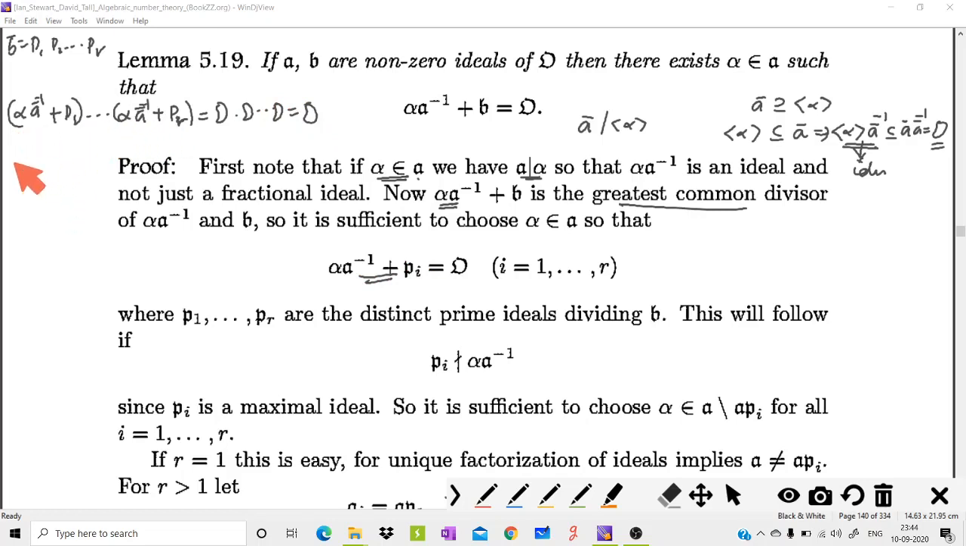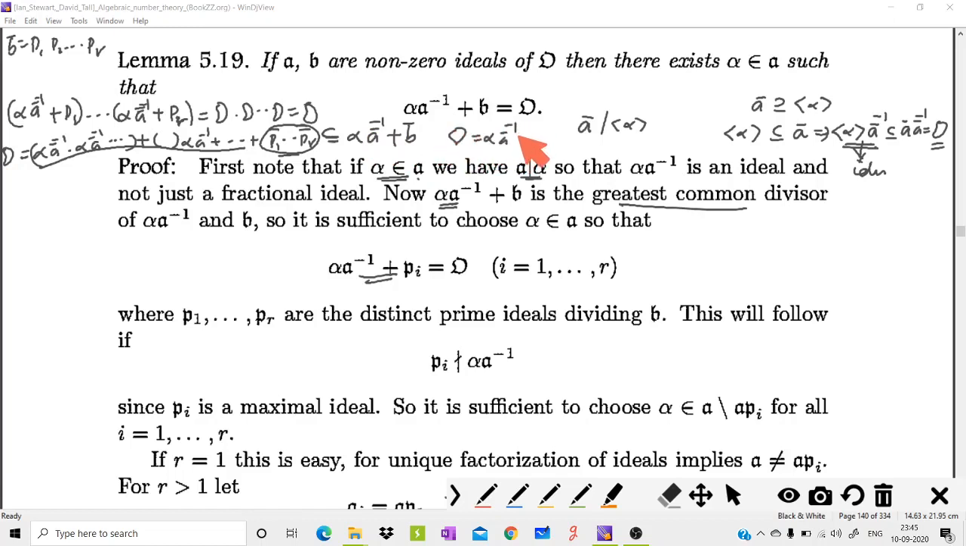Now, what is this product? It is the product of alpha A inverse plus P1, alpha A inverse plus P2, etc., alpha A inverse plus PR. When you multiply all this, you can write the product as a number of terms plus P1, P2, etc., PR. The last term is always B, and all other terms contain alpha A inverse. So this product is contained in alpha A inverse plus B, because alpha A inverse is an ideal. So O is contained in this, which means O is equal to alpha A inverse plus B.